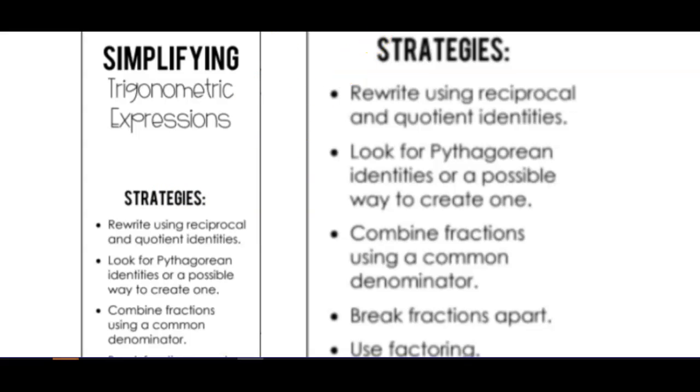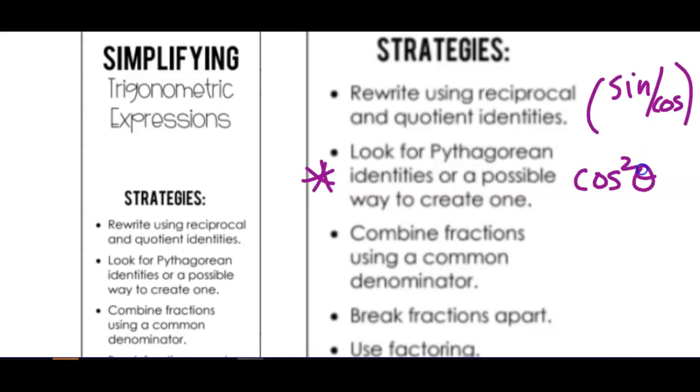But these are the different strategies you can use to simplify trig expressions. It says rewrite using reciprocal and quotient identities. So basically, change everything to sine and cosine. And look for Pythagorean identities or a possible way to create one. That's a biggie. If you see any squareds on anything, watch for those. Combine fractions using a common denominator.